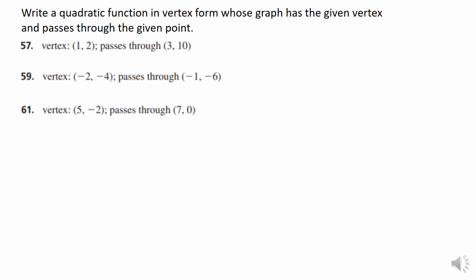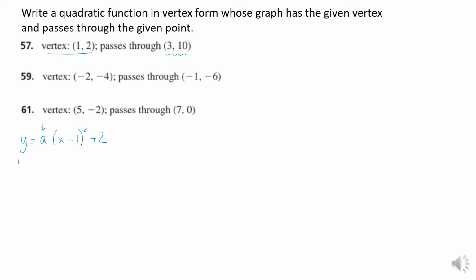So the first thing I'm going to do is I'm going to go y equals a, I don't know if I have an a, but I do know that my vertex is (1, 2). So the first thing I do is I put my vertex into the equation, x minus 1 squared plus 2, and I leave the a there. The next step is to put this point. It's giving me 1 point on my graph.